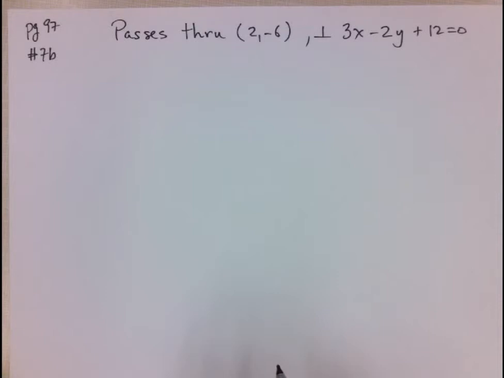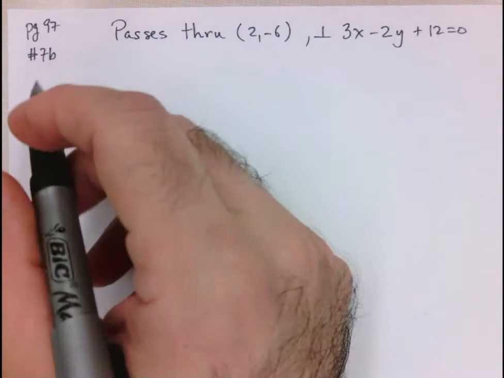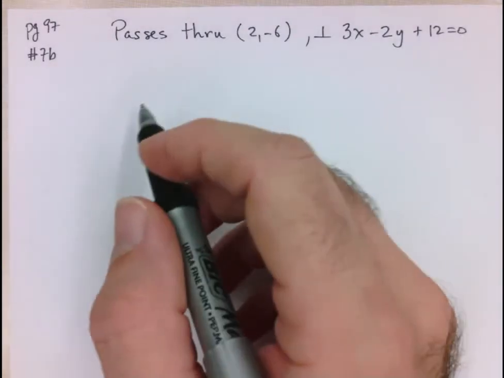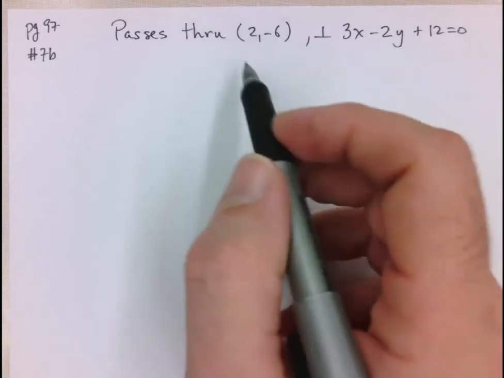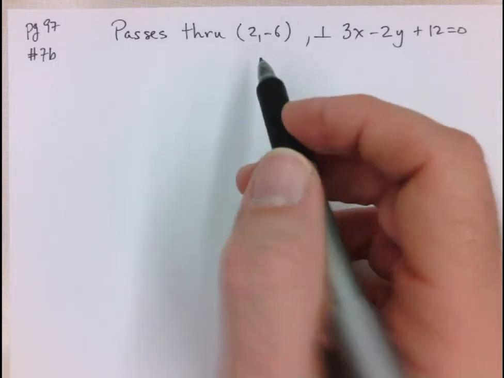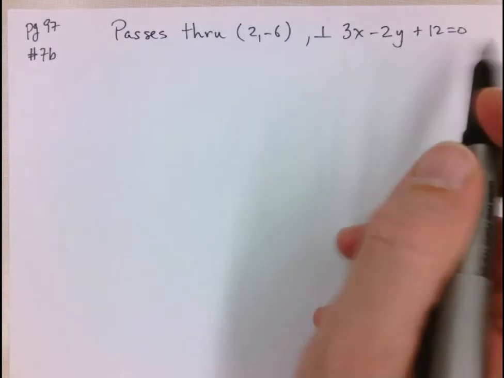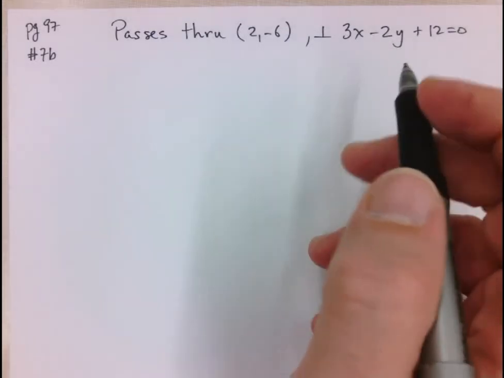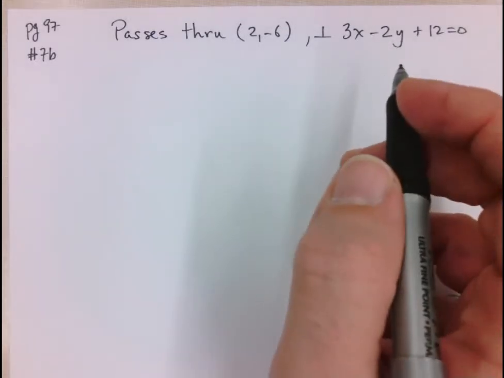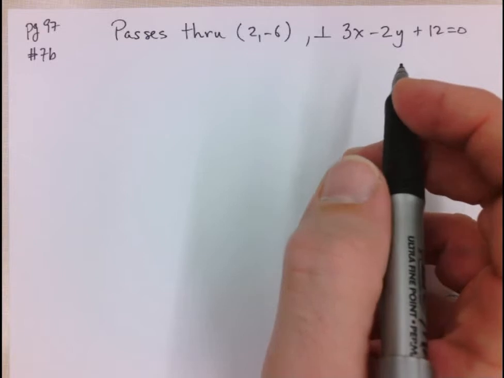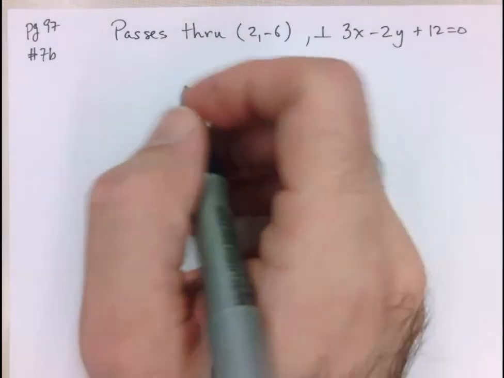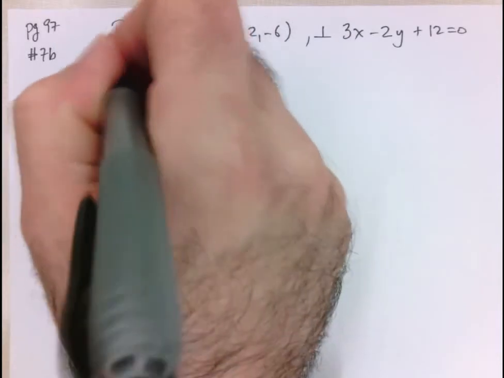Hi folks, we're going to take a look at question 7b on page 97, and they're looking for the Cartesian equation of a line that passes through (2, -6) and is perpendicular to the line 3x minus 2y plus 12 is equal to 0. Okay, so first thing we need in order to find the Cartesian equation of a line is a point on the line, and we have that here.